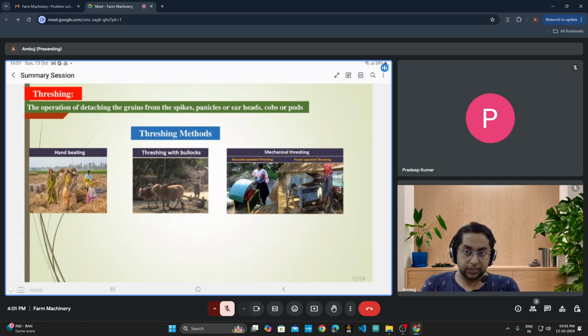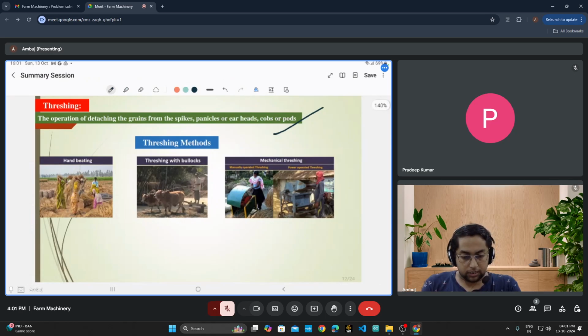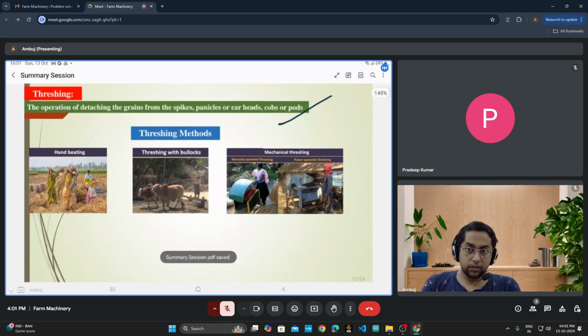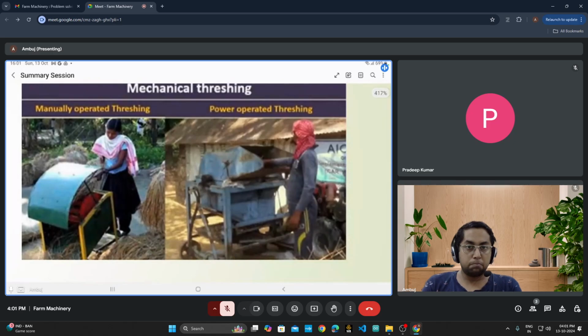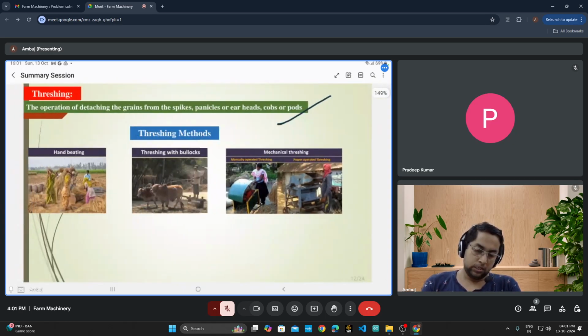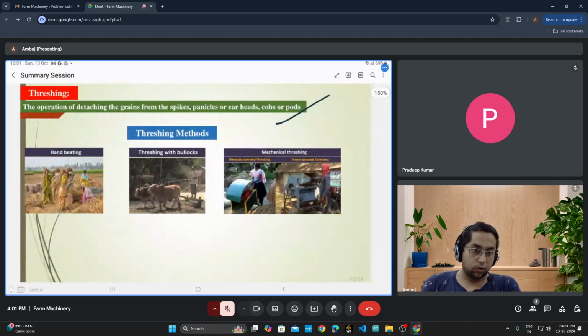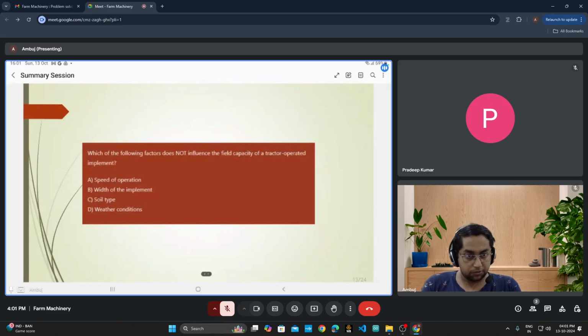Threshing is the operation of detaching the grain from the spikes, panicles, earheads, cobs, or pods. Already in much detail I have told you in my previous lectures. The methods used are hand beating, threshing with bullocks, or for mechanical threshing, manually operated threshing or power operated threshing. Both methods are there for mechanical threshing. This was the entire syllabus in brief.